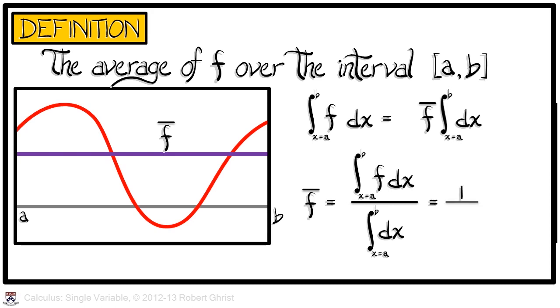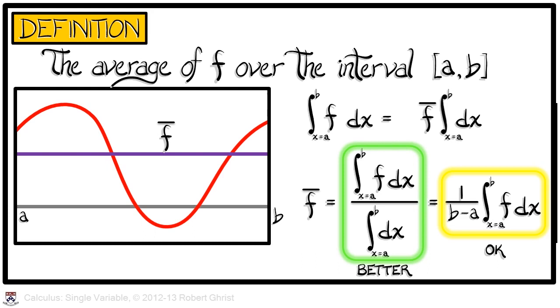Now, you've probably seen what comes next, namely, we evaluate the denominator to be x evaluated from a to b, that is b minus a. And so one typically writes f bar equal to 1 over b minus a times the integral from a to b of f dx. That is a great definition. It's fine, but it's not optimal.